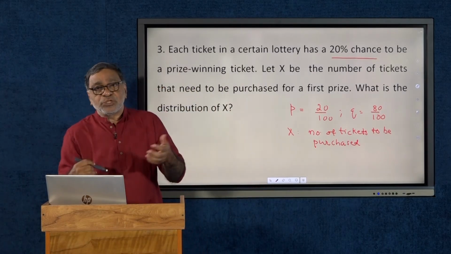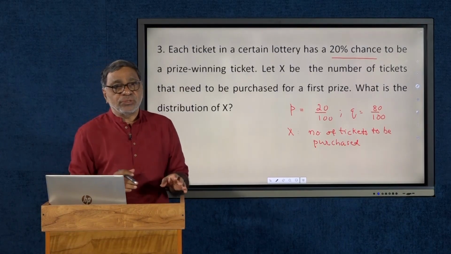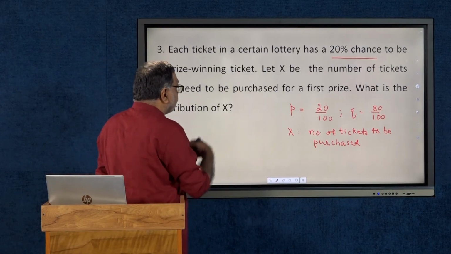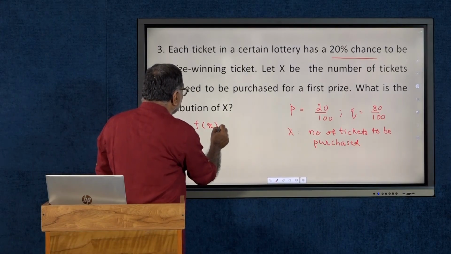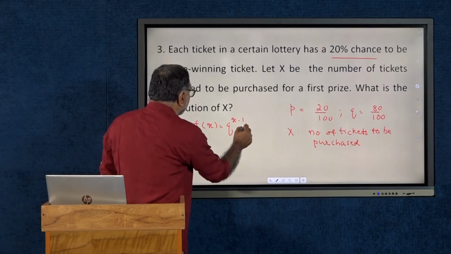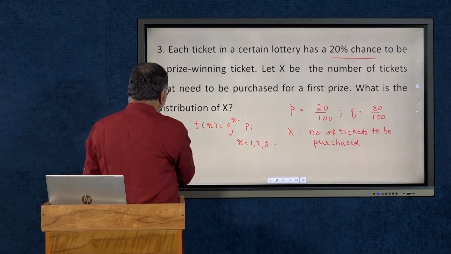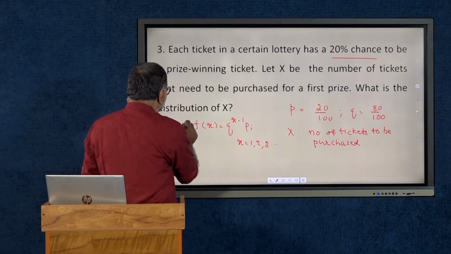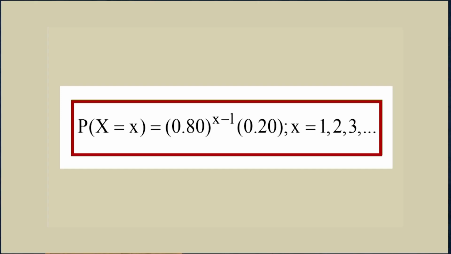So X is similar to what? X is the number of trials required for a success. So here X is the number of tickets to be purchased for a success, and for that particular case we have f of x equal to q power x minus 1 into p, where x is equal to 1, 2, 3, etc. This is our probability mass function, X equal to x, or you represent it as f of x. So what is the answer? The probability of X equal to x is equal to 0.80 power x minus 1 into 0.20, where x is equal to 1, 2, 3.